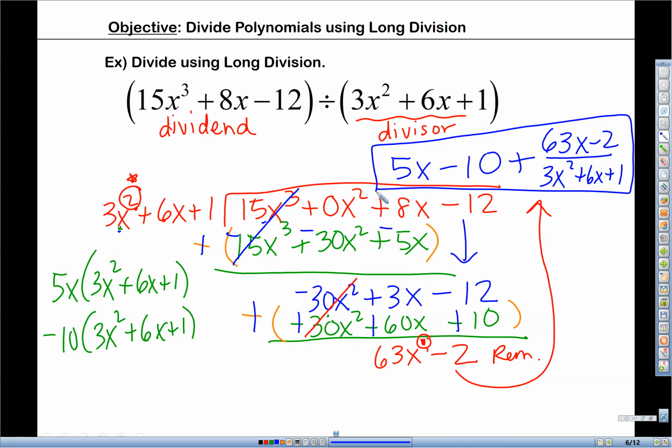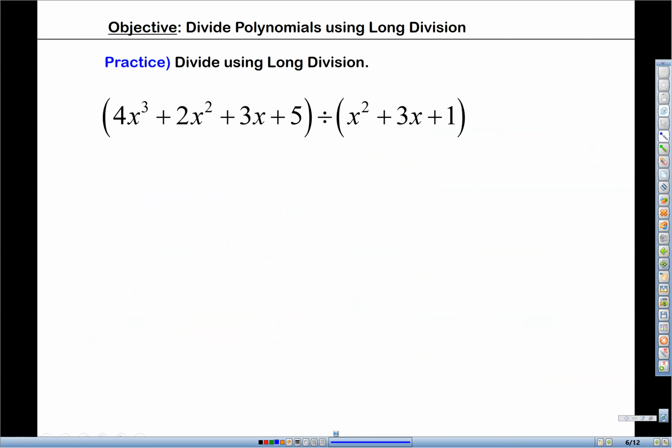All right, moving on. Here's a practice problem that's similar for you to try. I encourage you to pause the video, try this problem, and come back when you're ready to check. All right, let's go ahead and check this.